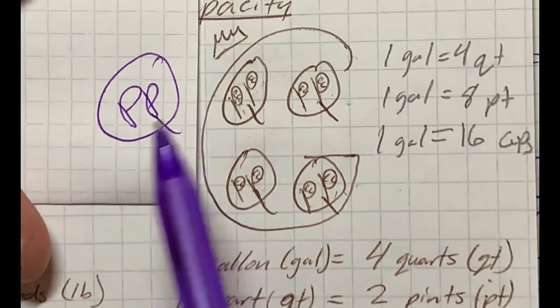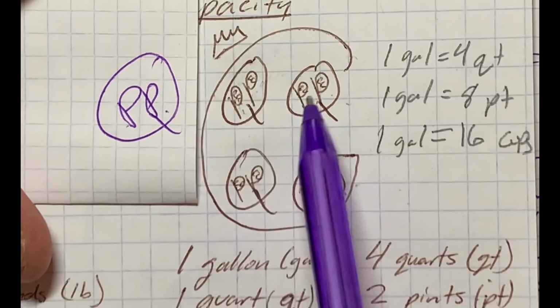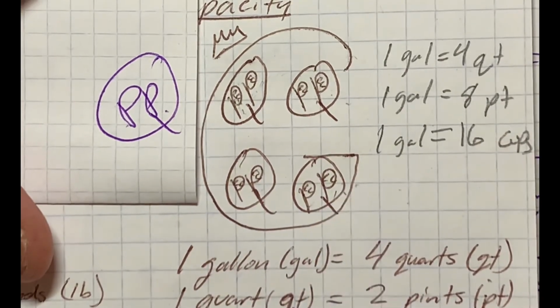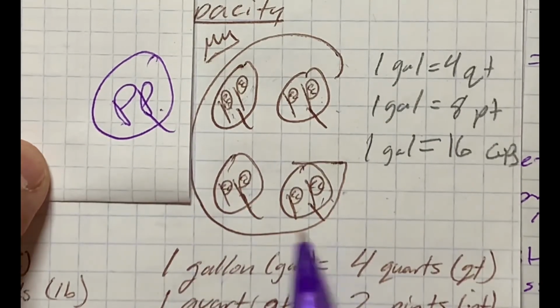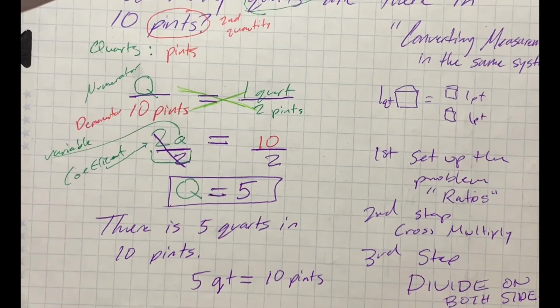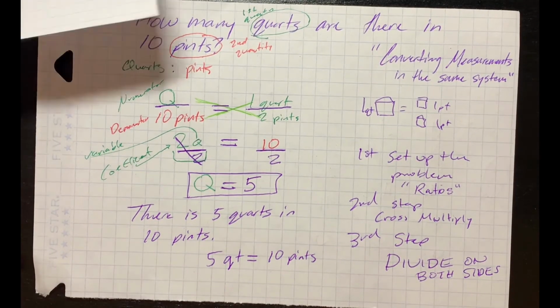So let's count all the p's for pints. 1, 2, 3, 4, 5, 6, 7, 8, 9, 10. Okay, again, 1, 2, 3, 4, 5 quarts, we're counting the q's, is going to be equivalent to 10 pints. All right? So again, if you need to rewatch this as many times as you need to, please do that.